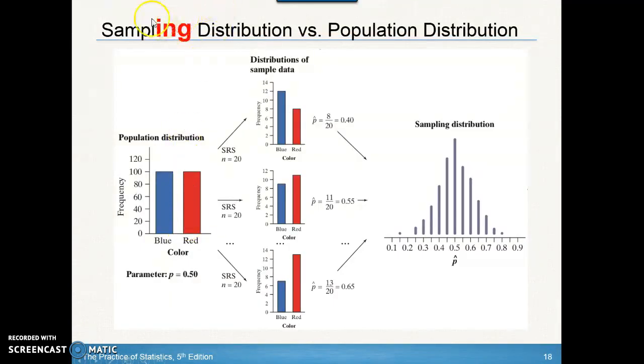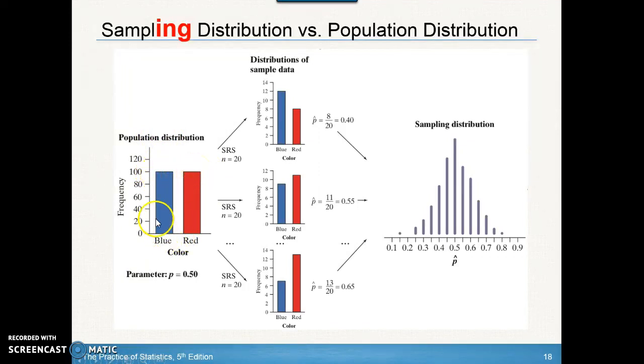Okay, so let's look and see what the difference is between a sampling distribution versus a population distribution versus the distribution of a sample. All right, so let's just say that we have a giant bag of blue and red chips, okay? So we have 100 blue chips and 100 red chips.